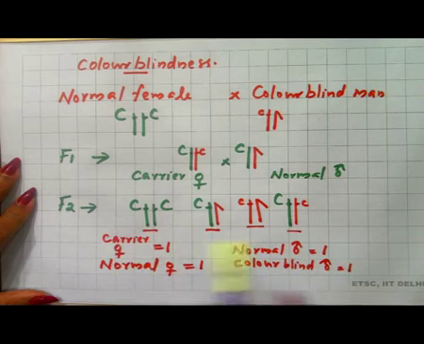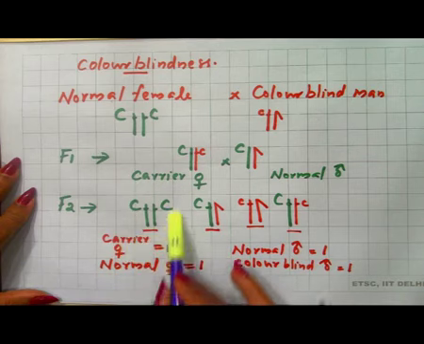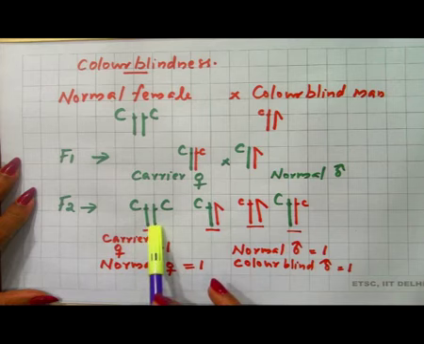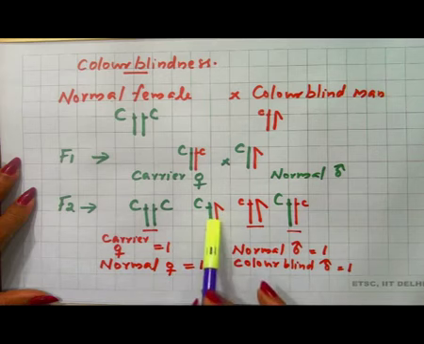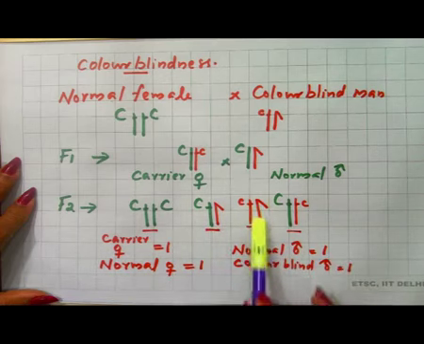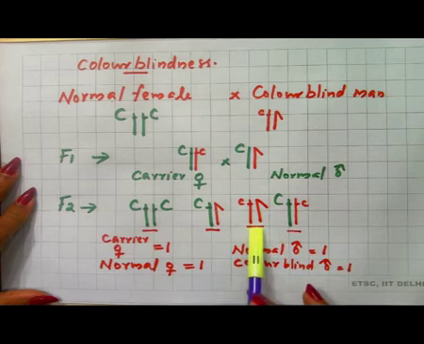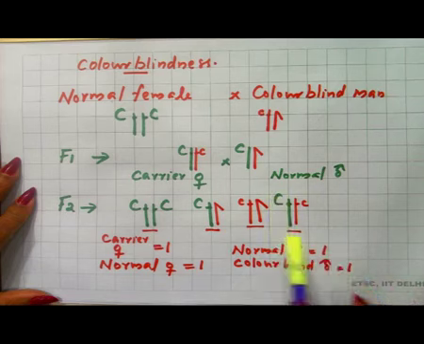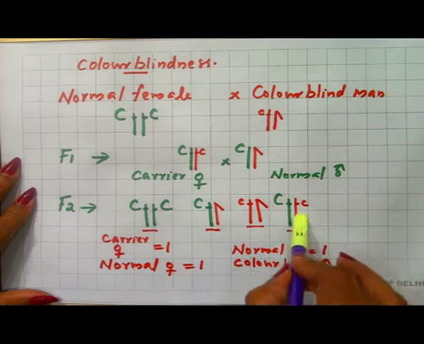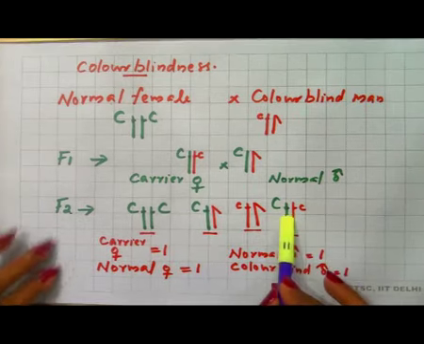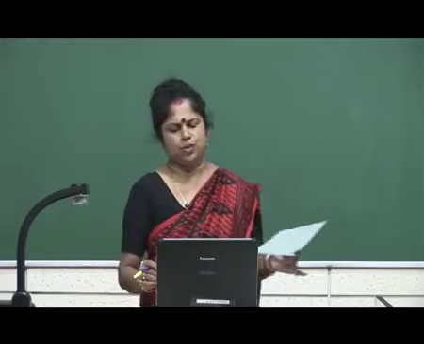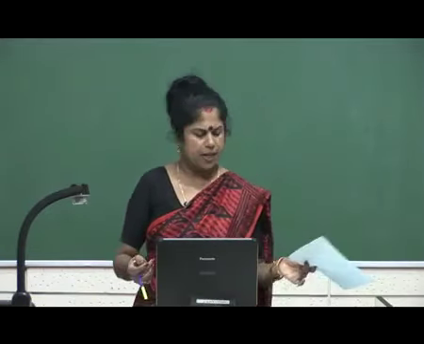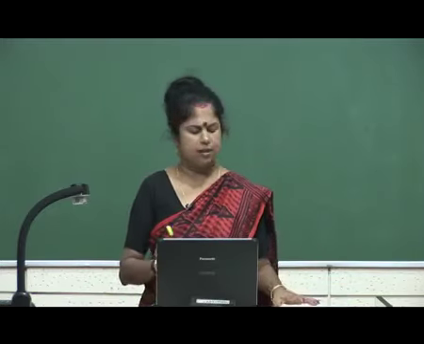Now, among the F2 generation, the possible phenotypes of progenies: one female that is normal, one male that is also normal. This is a color blind male individual. This is a carrier female. So, these are the different types of progenies appearing in 1:1:1:1 ratio regarding male as well as female in this phenotype.